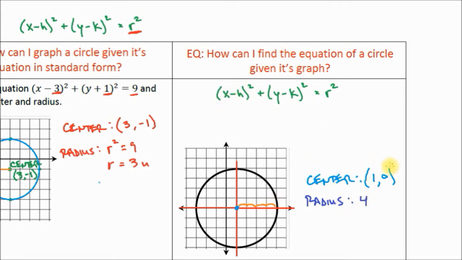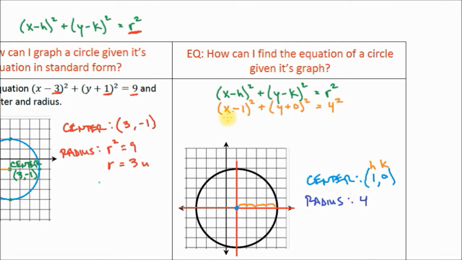Let's go ahead and plug in these values. We know that this is our h value. This is our k value. So here is our equation. x, h is 1. That's going to flip a sign, so it's minus 1 in our equation. Plus y. Well, the k value is 0. I can put either plus or minus 0. Makes no difference. And that is equal to radius squared.